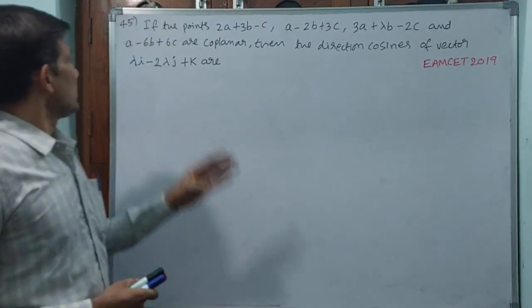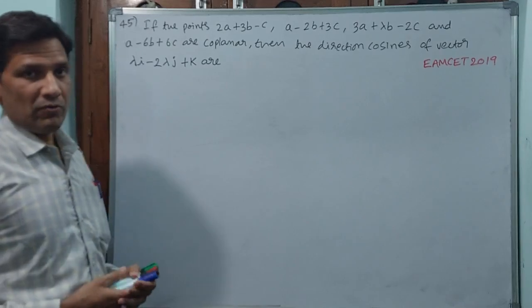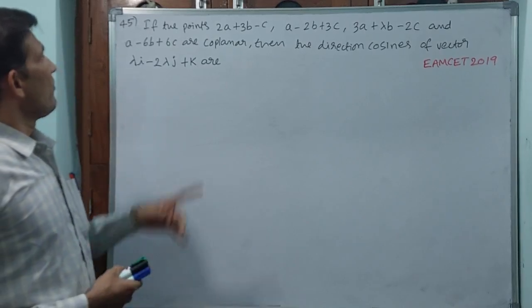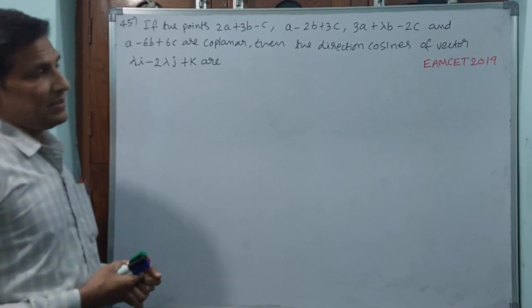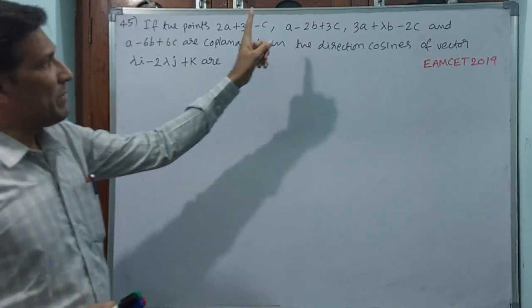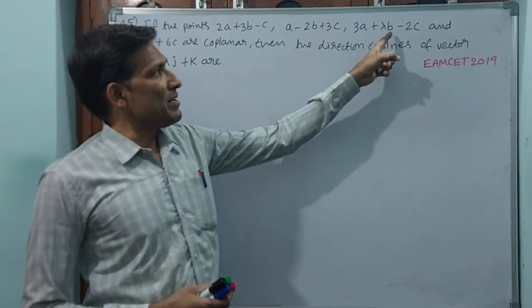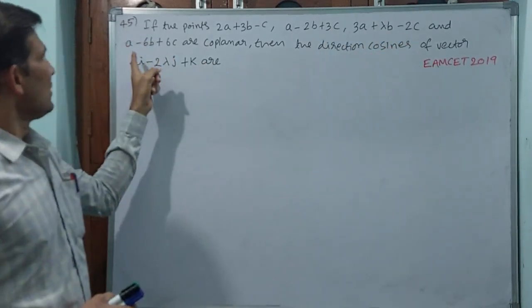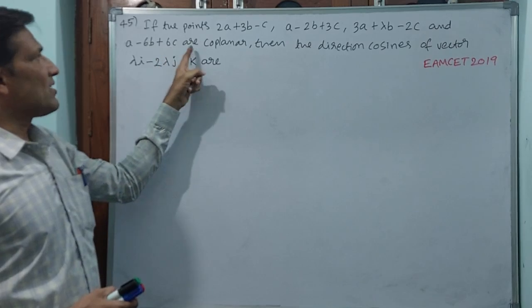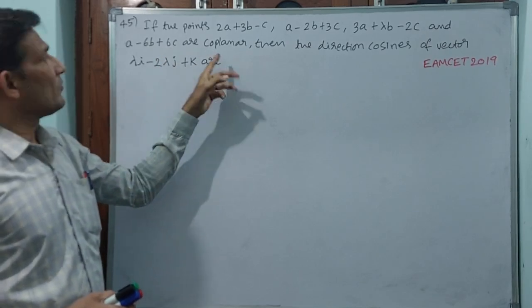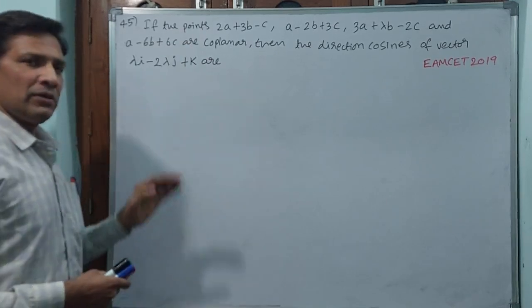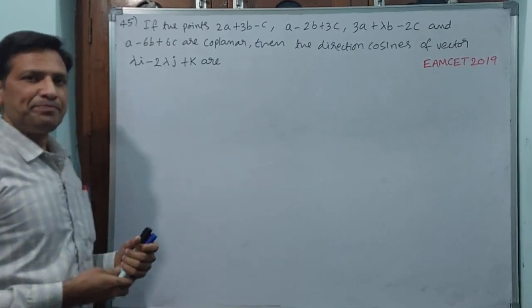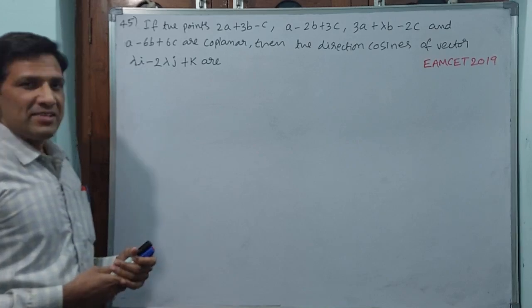EAMCET 2019 question number 45. If the points 2a plus 3b minus c, a minus 2b plus 3c, 3a minus lambda b minus 2c and a minus 6b plus 6c are coplanar. Okay, these points are coplanar. How to find this coplanarity? 4 points they have given.